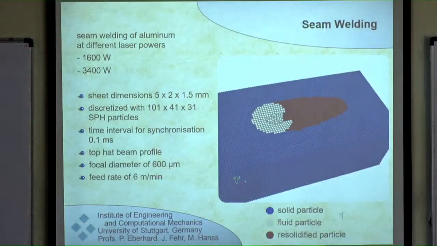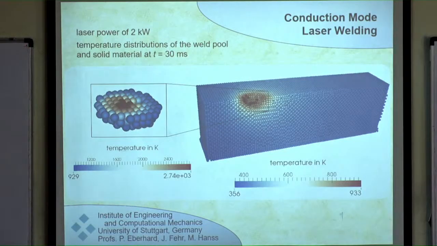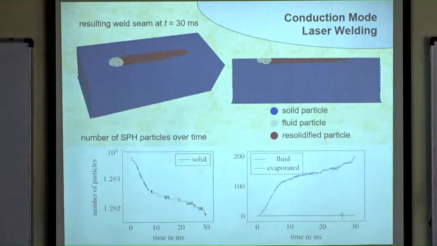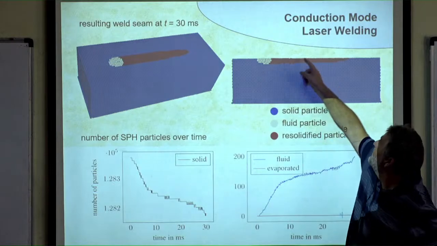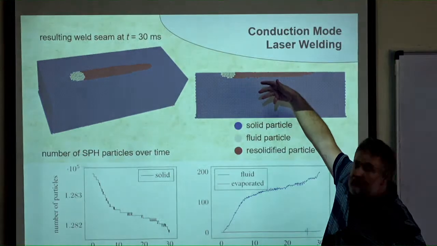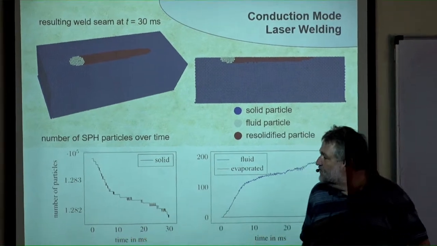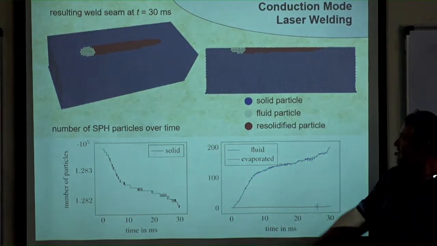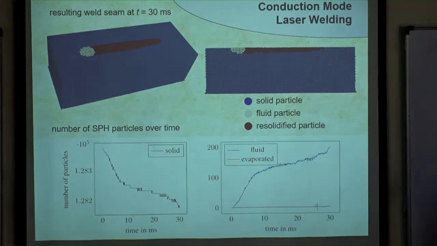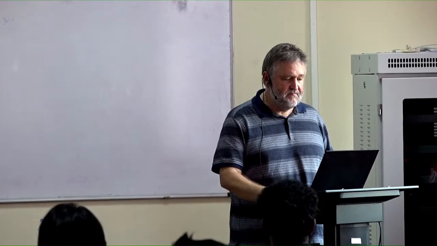Okay, now we have to check, of course, whether this makes sense and whether this is reasonable. So for example, we try to find out about the temperatures which are there and compare the temperatures in the weld pool with what we have from measurements. Or we were able to see the depth of the thing. So this is solid material again. So how thick is this one here? And then again, compare it to experiments. Here, by the way, you can see the number of SPH particles over time. It's more or less constant here. There's the fluid and the evaporated. And this will change tremendously in a moment when we go to this other mode of welding, this deep penetration.